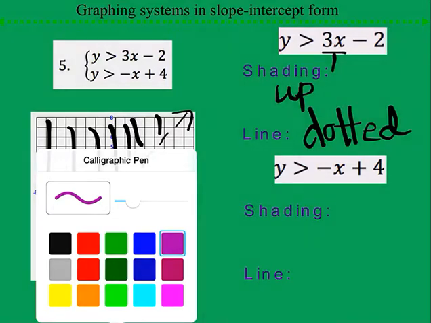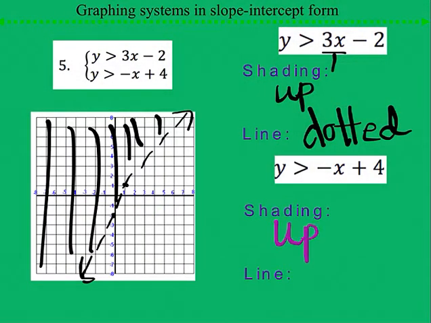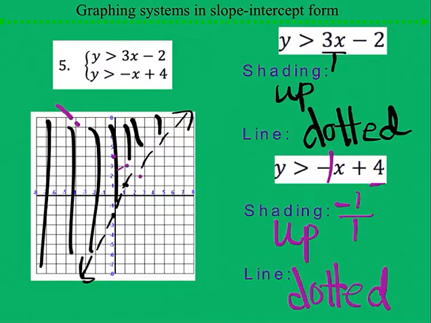So I notice that it's opening towards the Y, so again I'm shading up. There's no line underneath, so that one is also going to be dotted. So now what I want to do is cross the y-axis at 4 because that's my y-intercept right there. So then my slope is -1, which is the same as -1 over 1. So I'm going down 1, right 1, down 1, right 1. And so I'm going to go ahead and do a dotted line, and I need to shade up.